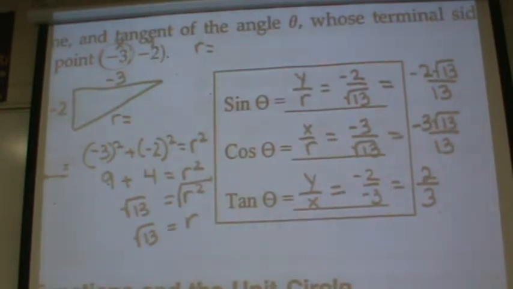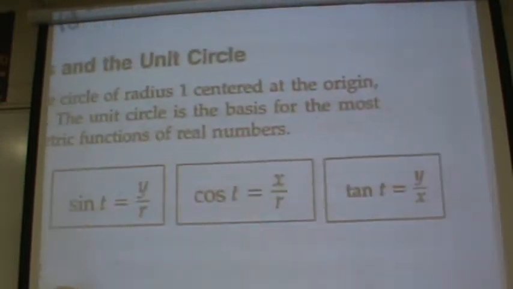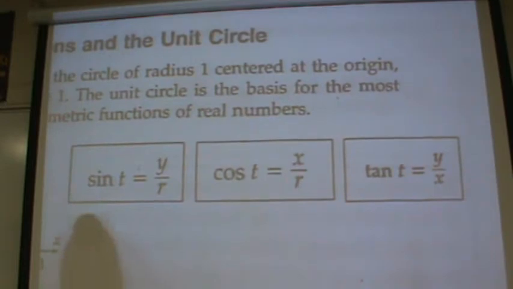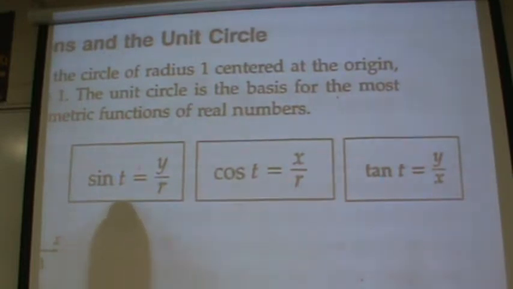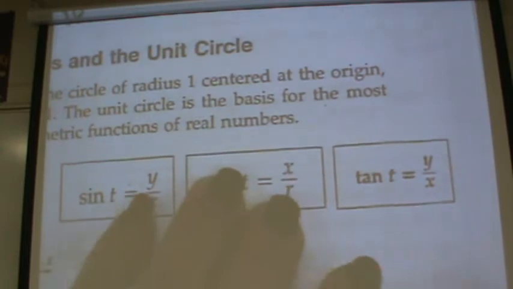Okay, and here are the definitions. For any angle that goes past 90 degrees, sine is y over r, cosine is x over r, and tangent's y over x. So I want you to look at your homework.